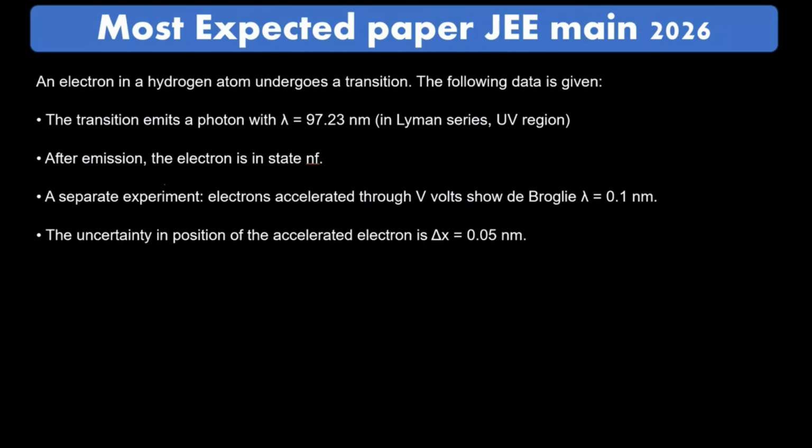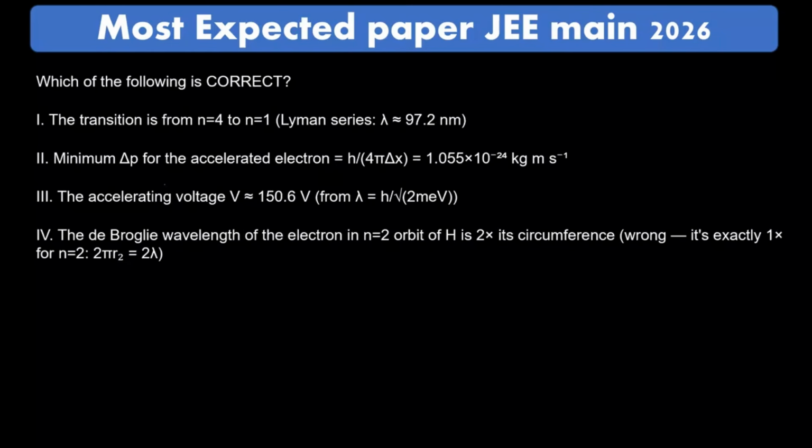Okay, and the next one, an electron in a hydrogen atom undergoes a transition. The following data is given. The transition emits a photon with lambda 97.23 nm, and after emission the electron is in state nF. In a separate experiment, the electron is accelerated through V volts, de Broglie lambda is equal to 0.1 nm. The uncertainty in position of the accelerated electron, delta x, is equal to 0.05 nm. They have given these data and the statements are also given. We have to find which is right and which is wrong.